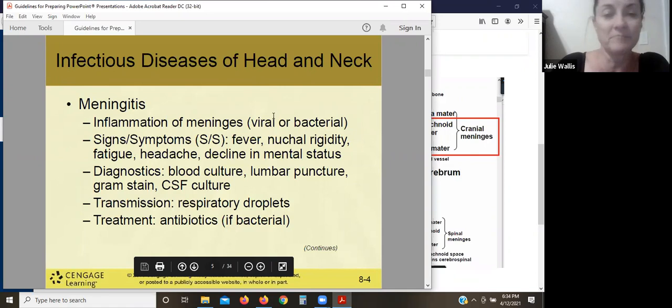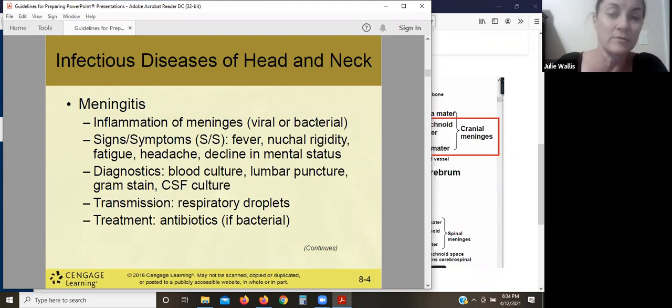Meningitis can either be viral or bacterial. I was actually surprised to learn that bacterial meningitis is a more serious infection than viral meningitis. And I guess that has to do with your body's ability to fight off a viral infection eventually. But with bacterial infections, because of the blood-brain barrier, it is hard to get the medication to the bacteria that you need to. So signs and symptoms for meningitis are fever, rigidity, fatigue, headache, decline in mental status, and diagnostics can be a blood culture.